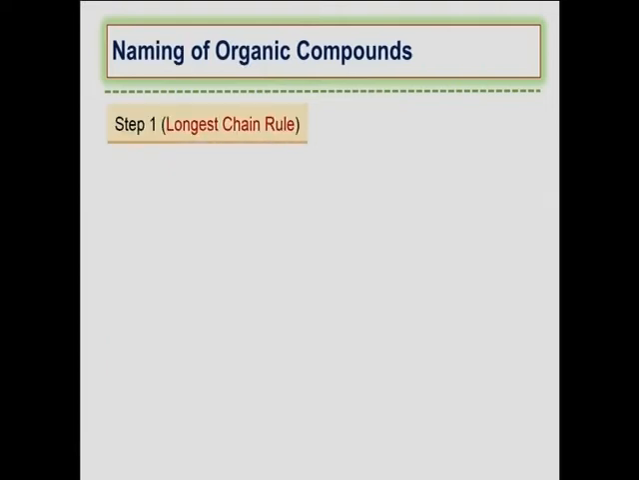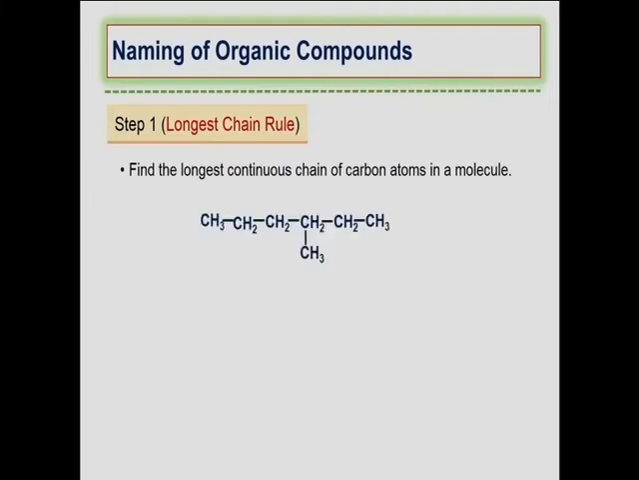Now let's look at the rules for naming organic compounds. Basically there are 3 rules that you need to consider. The first one is the longest chain rule. As soon as you see an organic compound like this, don't be frightened of the complexity of the compound. It is very simple if you follow the rules. The first rule is to identify the longest carbon chain.